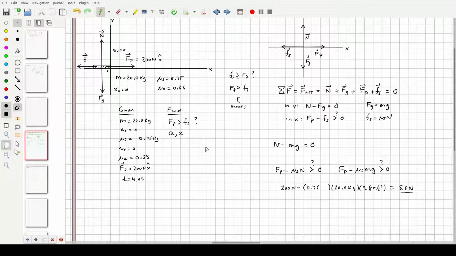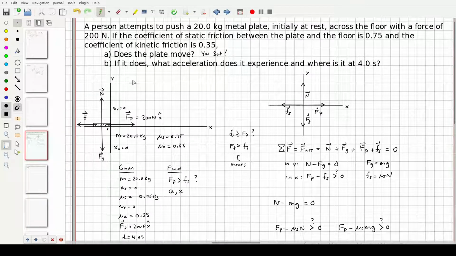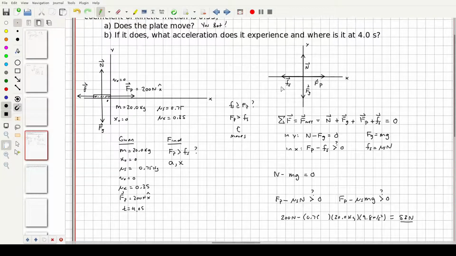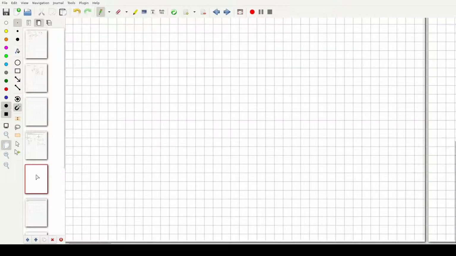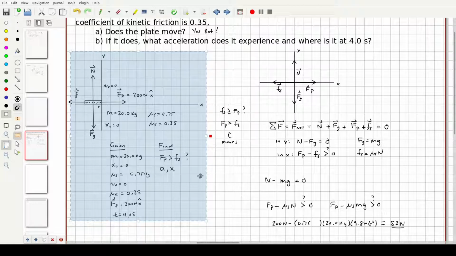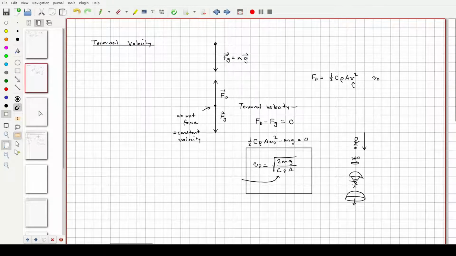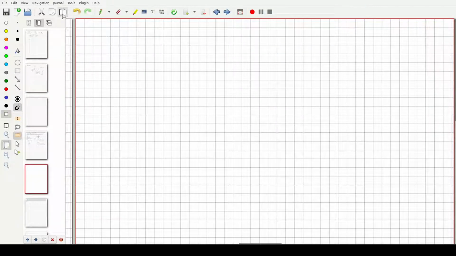So what this says is my push is definitely going to move this thing. So does the plate move? You bet. Sure does. It moves. Now, so it's moving. So what acceleration does this thing experience? All right, well, I'll tell you what. Let's put another page in here, and what I'm going to do is take my picture right here and transpose it over here. Let's copy it. We'll paste it right here. There we go.